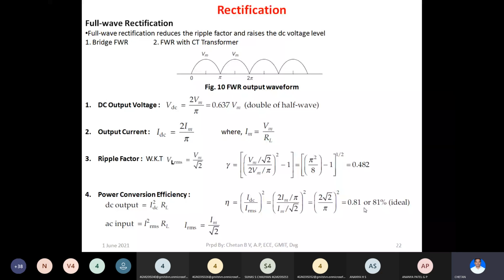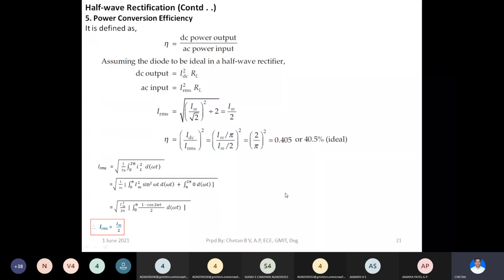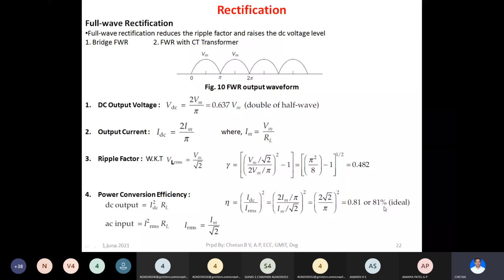So 81% is very high compared to the half wave rectifier's efficiency. In the case of the half wave rectifier, the efficiency was only around 40%. Here it is twice of that. So the efficiency has increased by 40%, and it is totally 81%. It means that out of 100% input AC power, 81% of AC power has been converted to DC. That is the meaning of power conversion efficiency 81%.